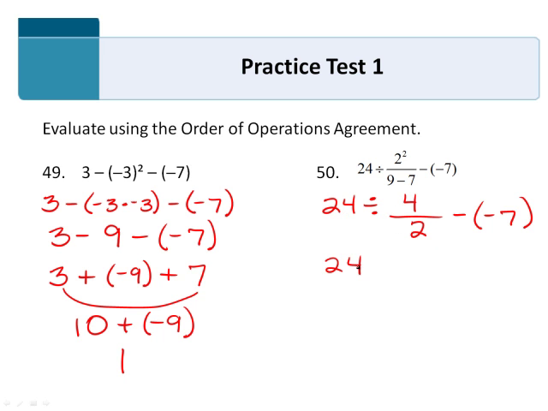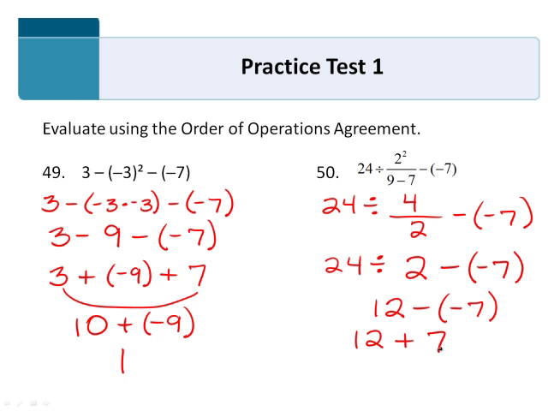So we have 24 divided by 4 divided by 2 is just 2 minus -7. So now divide or subtract. Right, your division comes next. So 24 divided by 2 is 12 minus -7. So now you want to change your signs because of the subtraction. So that would be 12, keep that the same, plus the opposite of -7 would be +7. And 12 plus 7 gives you 19.